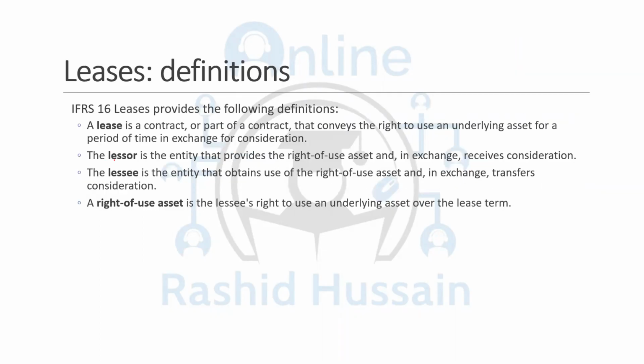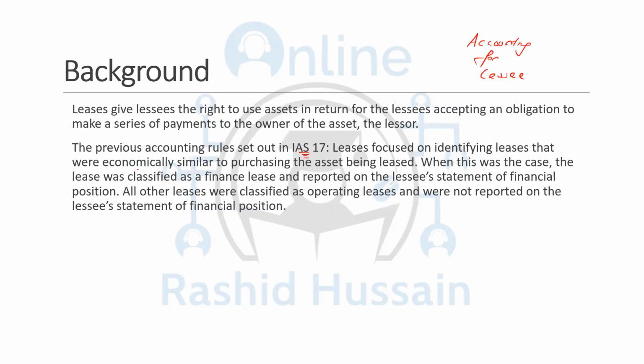When we talk about a lease, it is a relationship between two parties. One is the lessor, who is giving the right of use to the lessee, and the other is the lessee, who is receiving the right of use asset. So there are two parties involved within the lease. You may pronounce it differently, but I usually call it the lessor and the lessee. When we talk about IAS 17, the accounting for lessee was different. And now we have a completely different treatment within IFRS 16 for the lessee.